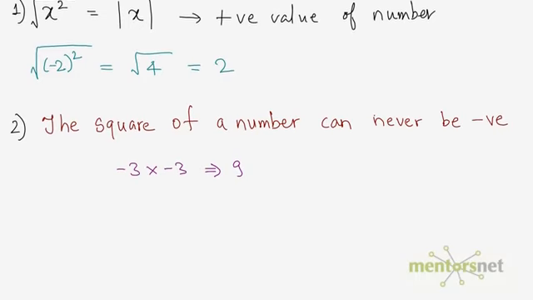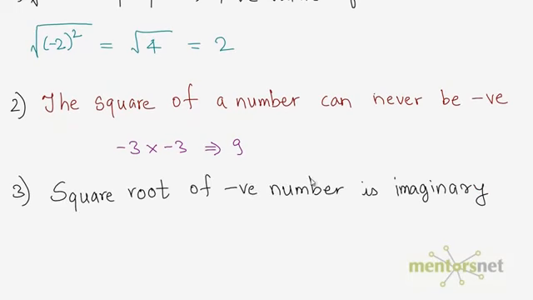Let us look at the third property. The square root of a negative number is imaginary. That means if you take the square root of a negative number, for example negative 4, the answer is imaginary. That is, it is not a real number.